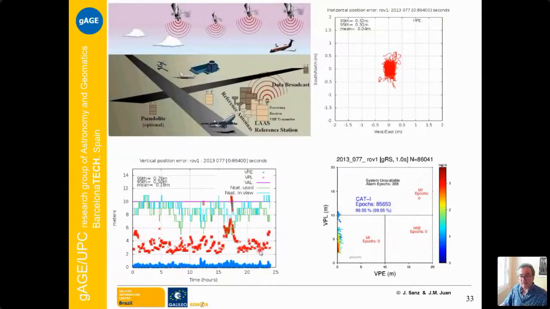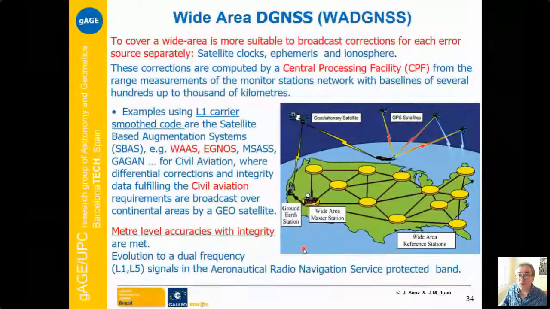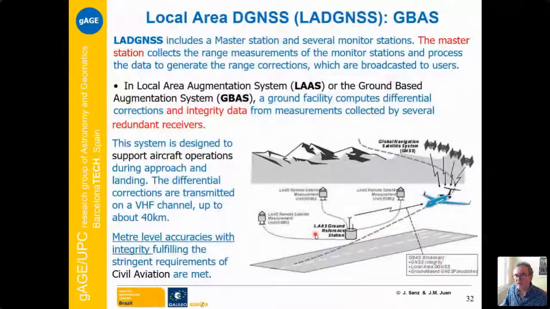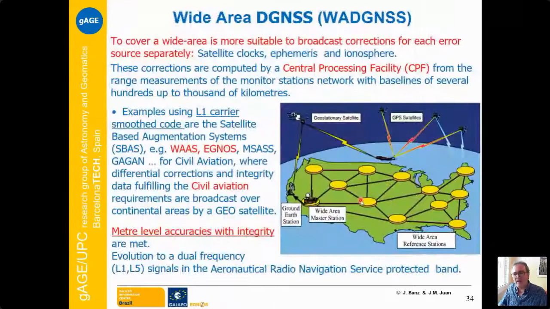Here we have examples. I will not extend the explanation. Ground-based is only for an airport, and the coverage is up to 40 kilometers. This is limited by the radio link, but it gives navigation on the airport. And wide area is for continental service.